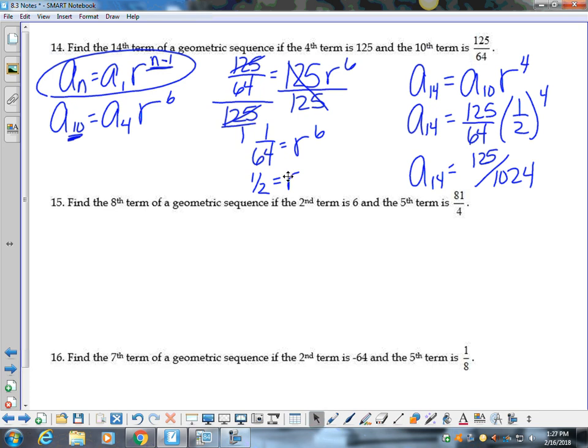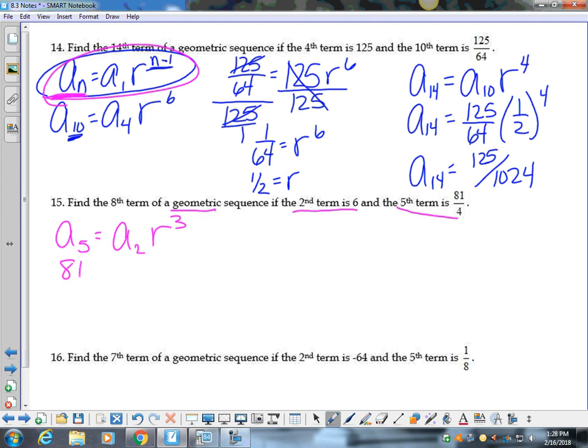Okay, let's do that again. So here we go. Find the 8th term of a geometric sequence if the 2nd term is 6 and the 5th term is 81 over 4. Okay, so I'm using this guy. This is always going to be the one farther down the line. So the biggest one I have is the 5th term. So a sub 5 equals a sub 2 r to the what? How many r's do I need to get from the 2nd term to the 5th term? And that's 3.